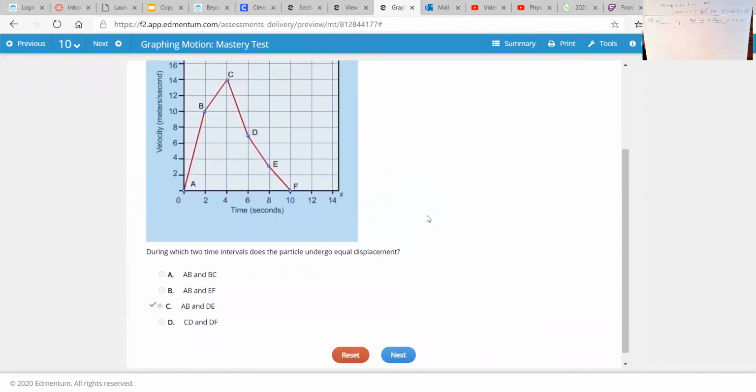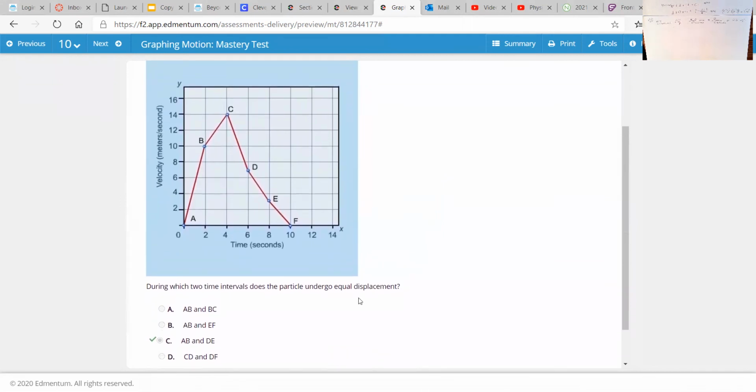During which two time intervals does the particle undergo equal displacement? AB and DE. That means this area equals the area under here. So you would take this area, 1/2 times base times height, 2 divided by 2 equals 1 times 10, that'll be 10. So 10 times 2 is 20 divided by 2 equals 10. And you'll do that here too.